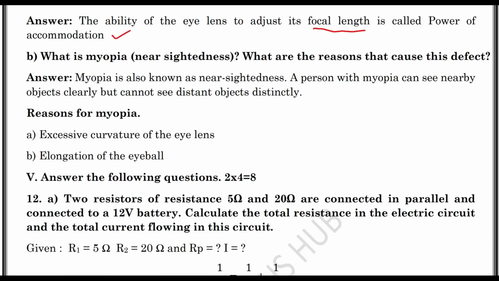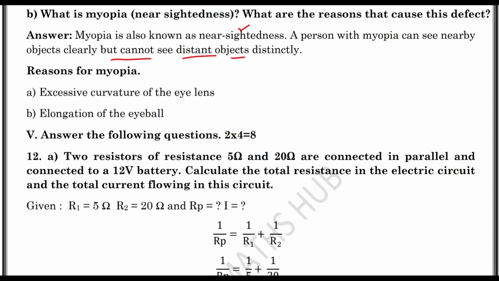What is myopia? Nearsightedness. Myopia is also known as nearsightedness. That means a person with myopia can see nearby objects clearly but cannot see far objects distinctly. What are the reasons for myopia? Excessive curvature of the eye lens, elongation of the eyeball.